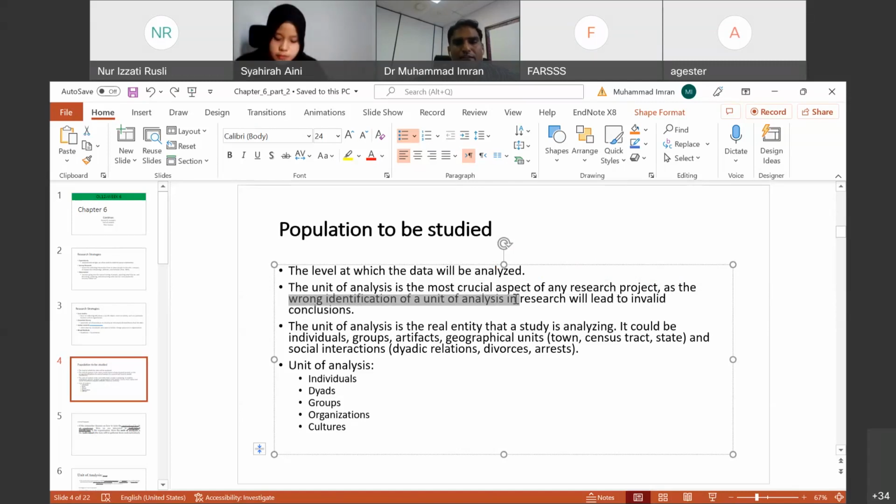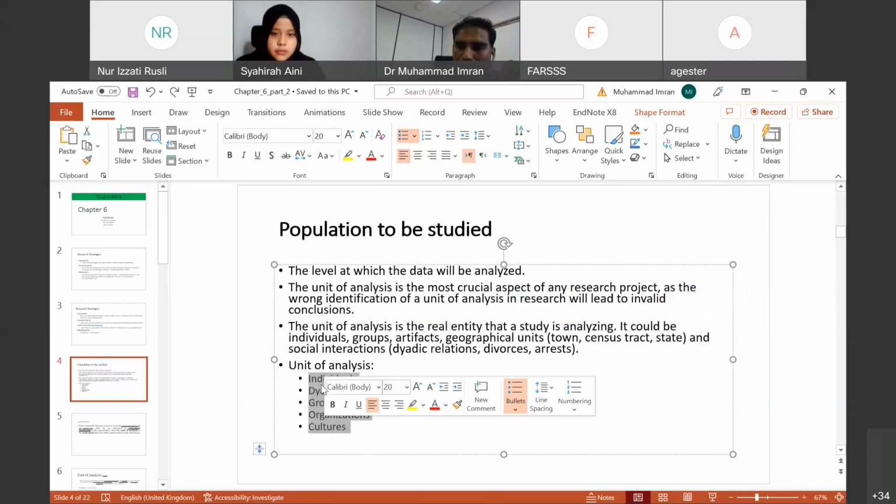Obviously, that research will not give us a solution or a proper conclusion. The unit of analysis is the real entity that the study is analyzing, the person or the unit which can give us the data, which can give us the response. It could be individuals, or groups, or geographical units like countries and towns, and social interaction, dyadic relation. These are the types of the unit of analysis: individual, dyad, groups, organization, and culture.